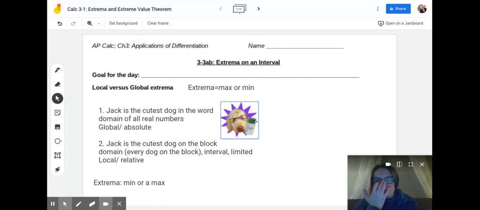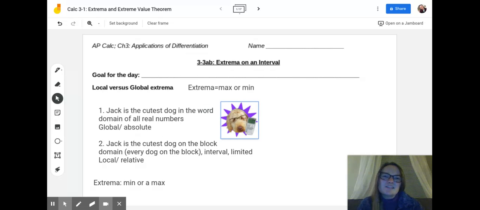The second statement I want to make is that Jack is the cutest dog on the block. This statement's a little bit different. The domain is every dog on my street. Out of every dog on my street, Jack happens to be the cutest. It doesn't mean he's the cutest dog in the world, just the cutest dog on the block. Thankfully for us, both of those statements are true. But that is the difference between a local and a global extrema.